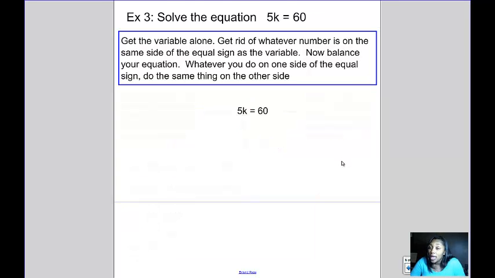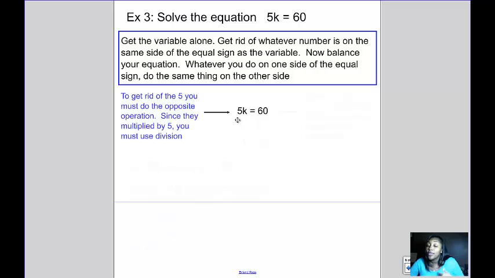So now we have another equation. This equation is 5k equals 60. We're going to follow the same rules. We want to get that variable alone. So we got to get rid of the 5. To get rid of the 5, we have to do the opposite.